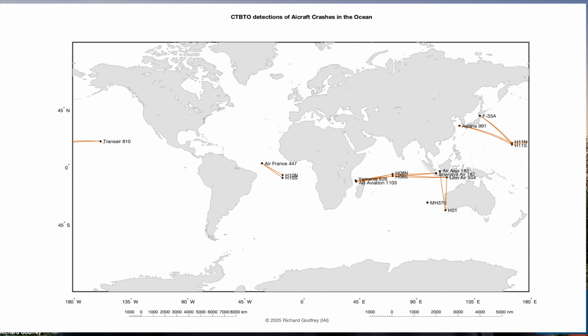And Dr. Kadri used the CTBTO data to show that aircraft crashes in the Pacific, the Atlantic, and the Indian Ocean can all be detected. And detection is not always certain. It is probabilistic. It's not guaranteed. And it depends strongly on the geometry and the ambient noise.